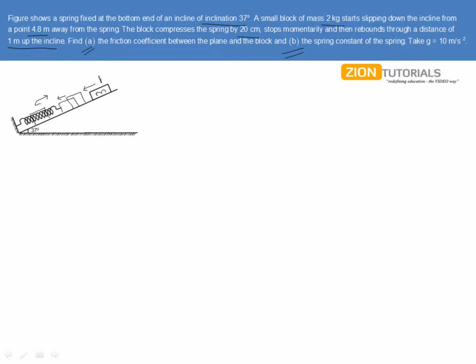So if we take the initial point to be A, let us take this extreme position to be B and the final position to be C, which is actually given as 1 meter up, that is, it moves 1 meter up. So let us first apply the work energy theorem between the points A and B.